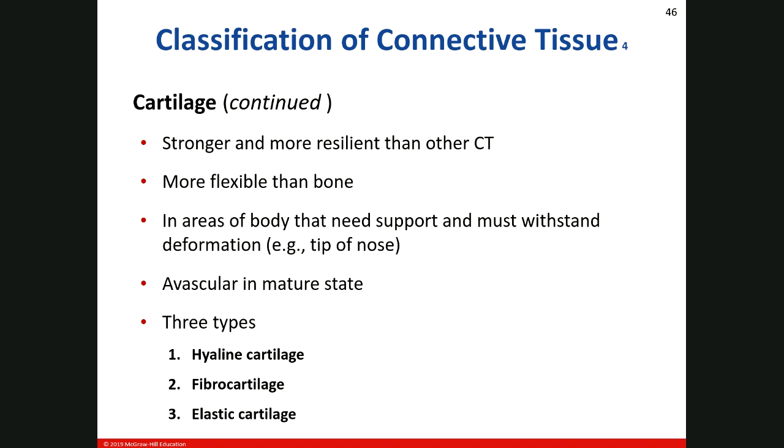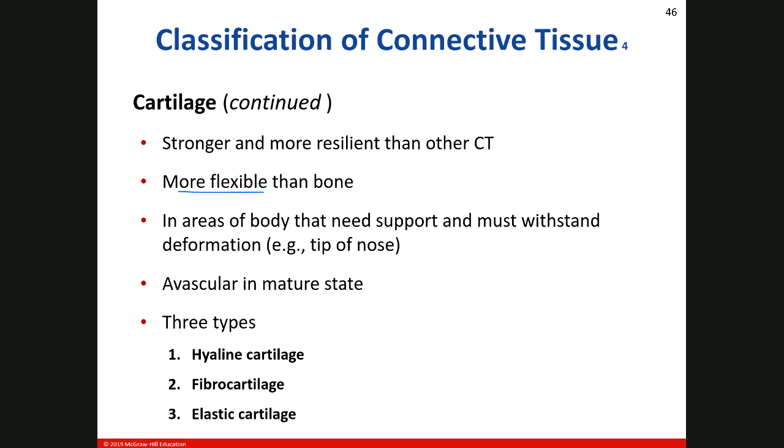So a couple things that you need to understand. Cartilage is more flexible than bone. It is one of the strongest, toughest types of connective tissue compared to the other ones that we've seen so far. Stronger and tougher than reticular, stronger and tougher than adipose, obviously. So we're going to see this type of connective tissue in areas that need to be resistant to mechanical stresses, or what we call deformational change.